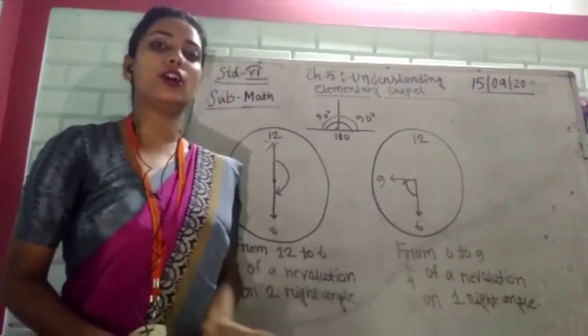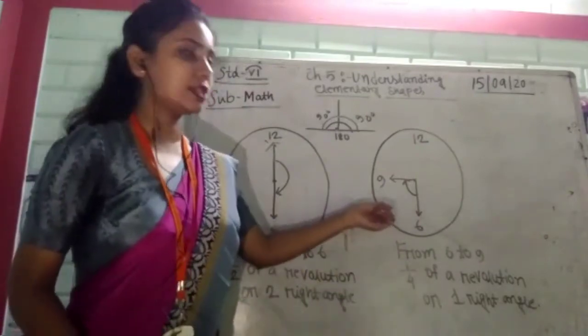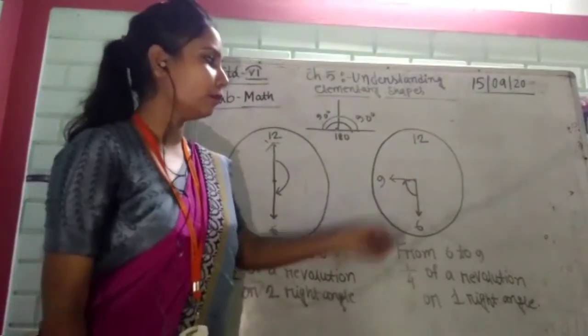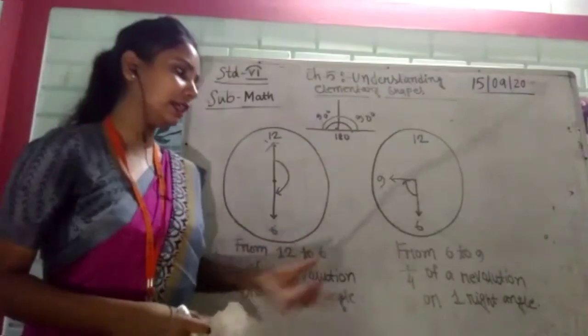So here, which kind of angle is formed? So this is very easy. Here a right angle is formed. So one right angle means 90 degrees.